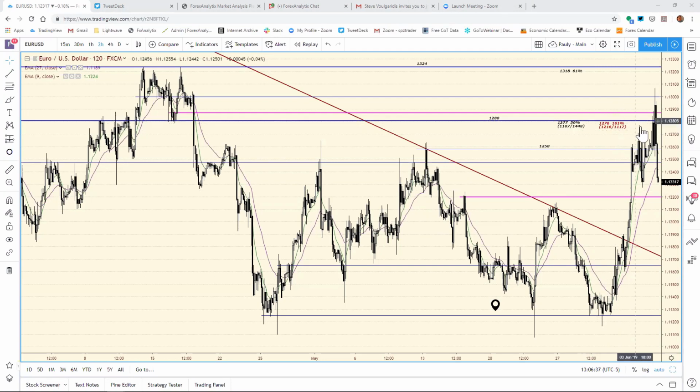So we've seen this dip back. And I thought when we were doing it in the webinar, we were in the 1290s, I think 1292. I said, this is not a bad place if you want to take a short ahead of the ECB. We're looking for an ECB dip. I didn't expect it to come this much.